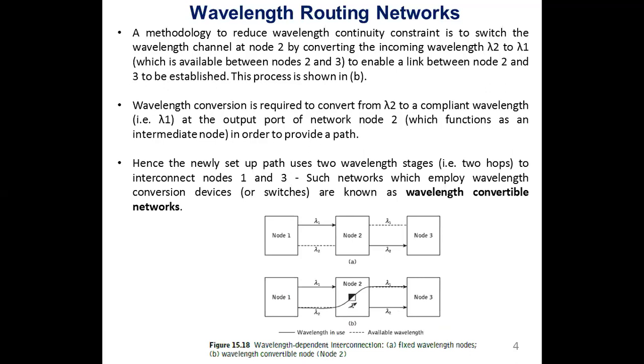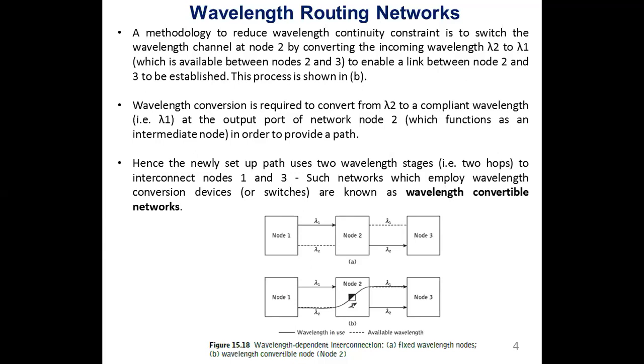So you can see that incoming wavelength lambda 2 is converted to lambda 1 at node 2 because lambda 1 is available between node 2 and node 3. So that is an example of sharing the wavelength. Now this wavelength converter is basically required to convert from lambda 2 to what is known as a compliant wavelength lambda 1 at the output port of network node 2. So this node 2 is going to function as an intermediate node.